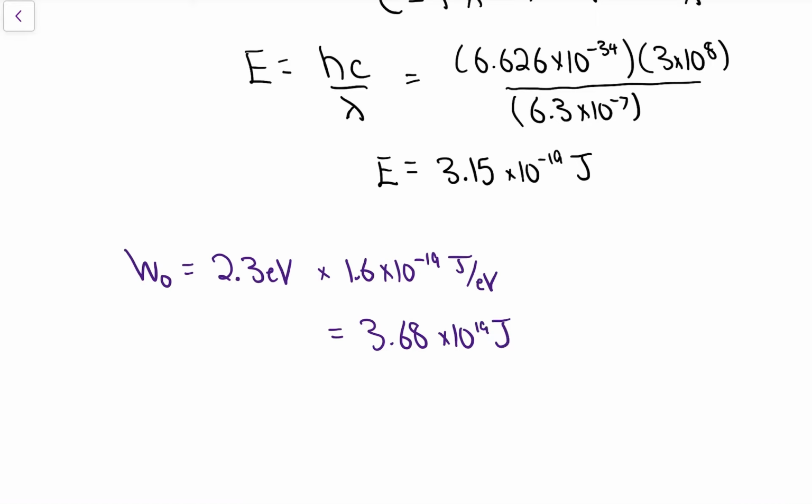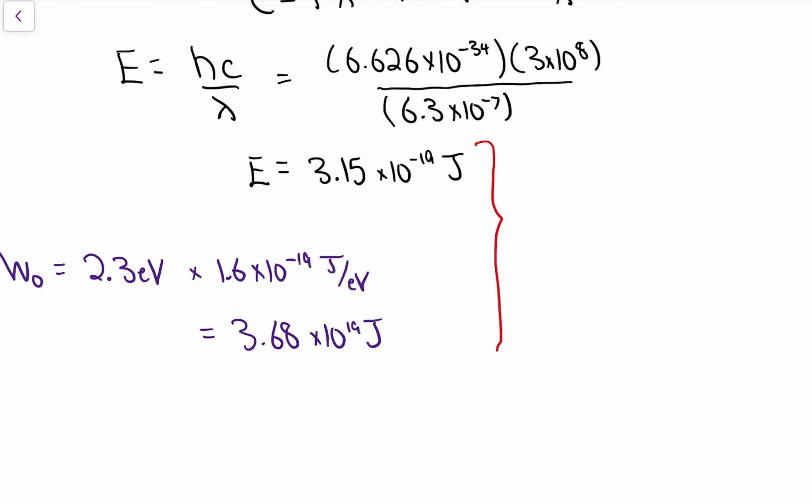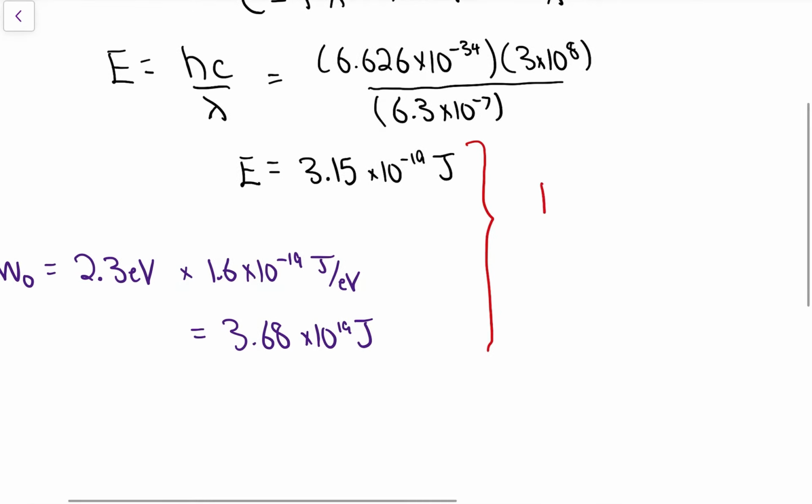So the outcome of this is each little machine gun bullet of red light has an energy of the 3.15 number, but the work function of the metal is 3.68. Therefore, no electrons will be ejected. The light doesn't have enough energy to beat the work function.